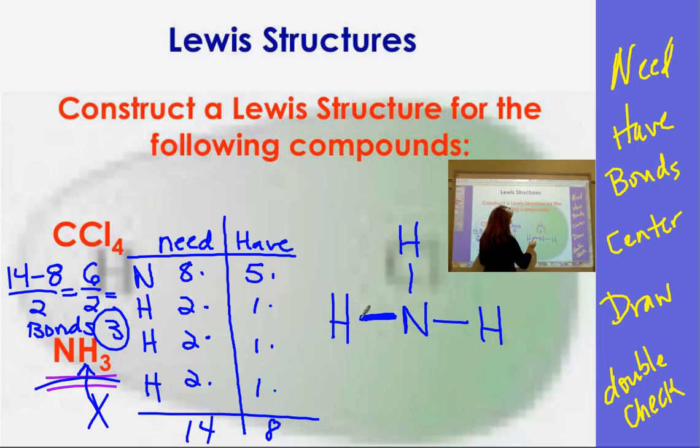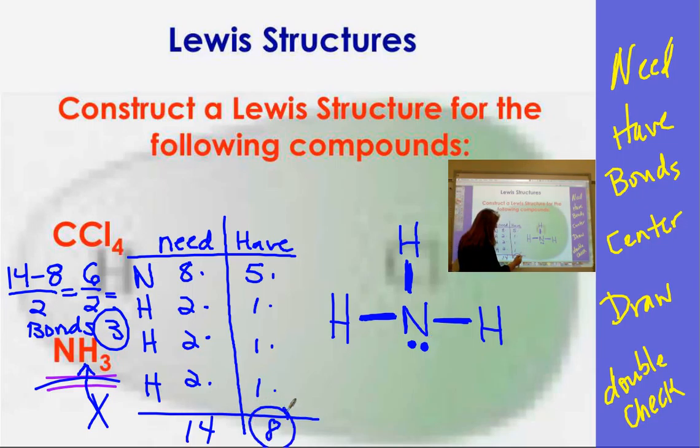Hydrogen's happy with 2. That one's done. Same for each of the other hydrogens. How many more electrons do I have to add? 2, 4, 6, 7, 8. That's my drawing. Double check yourself.